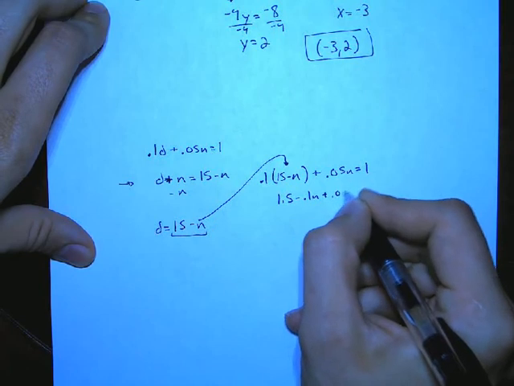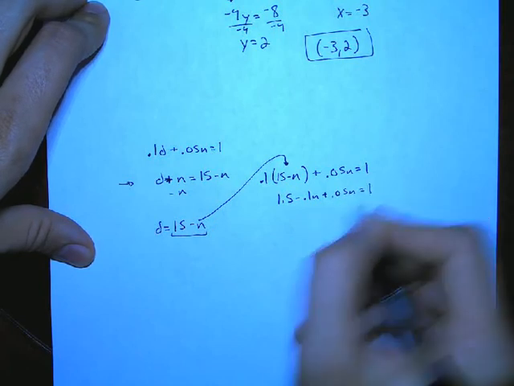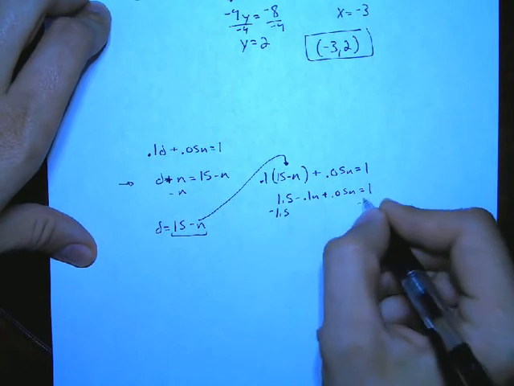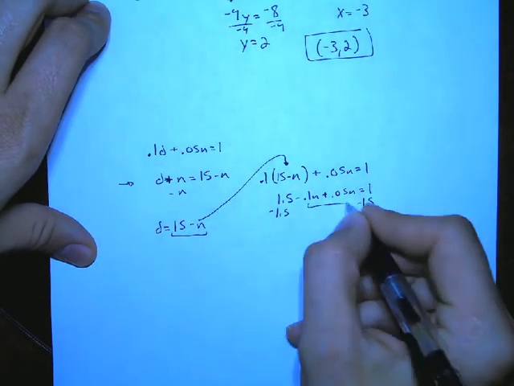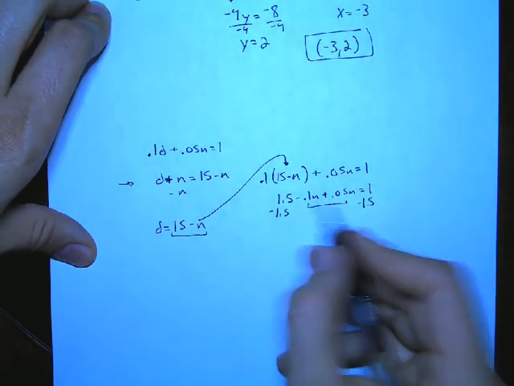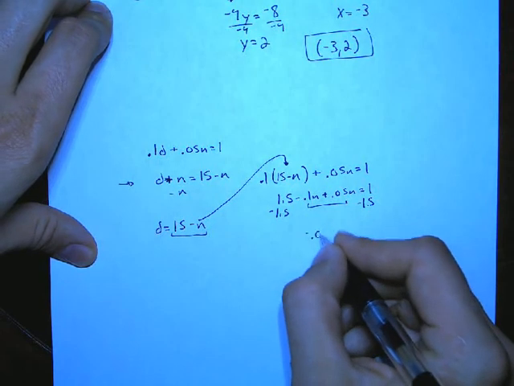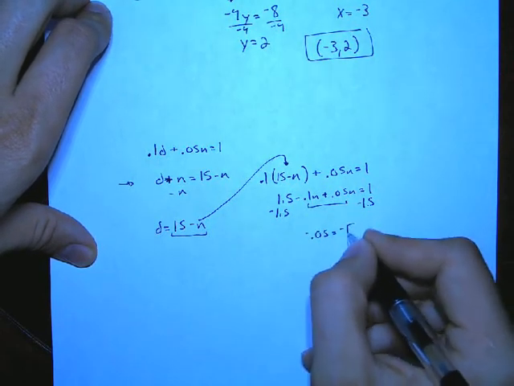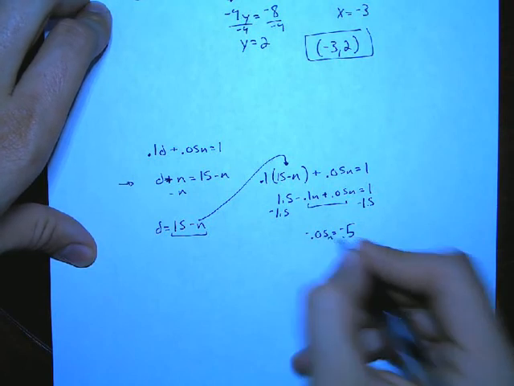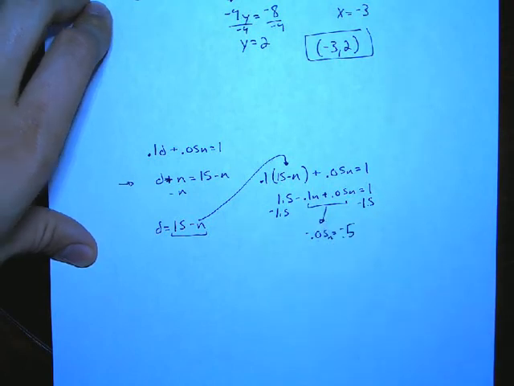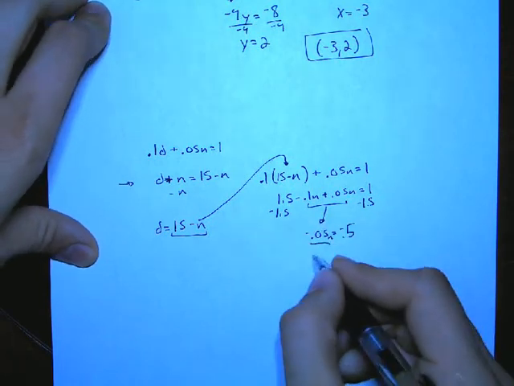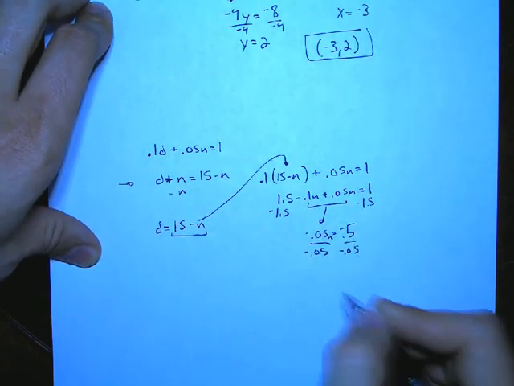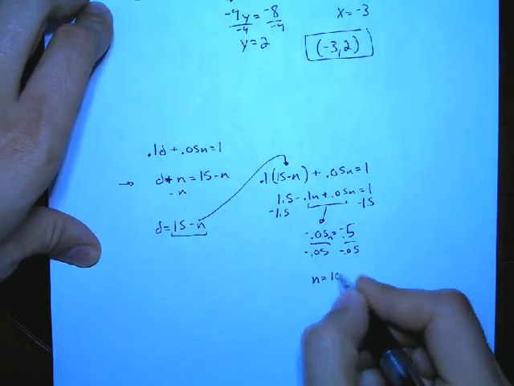Got it all set up. Distribute my 0.1. Subtract that 1.5 from both sides. Take these two and combine them up. Watch those decimals. When you've got little decimals, it's hard sometimes to keep everything straight. So I've got negative 0.05n is equal to negative 0.5. Divide both sides by negative 0.05 to get my n isolated. Now I get n is equal to 10.